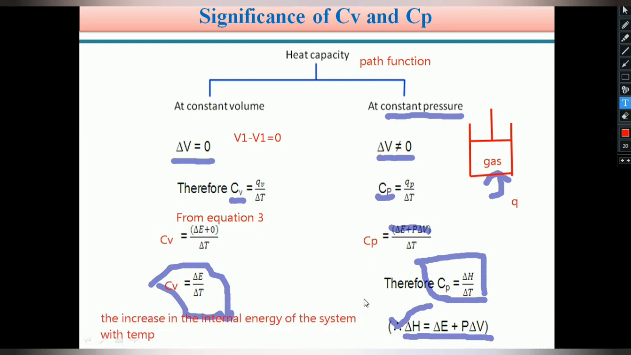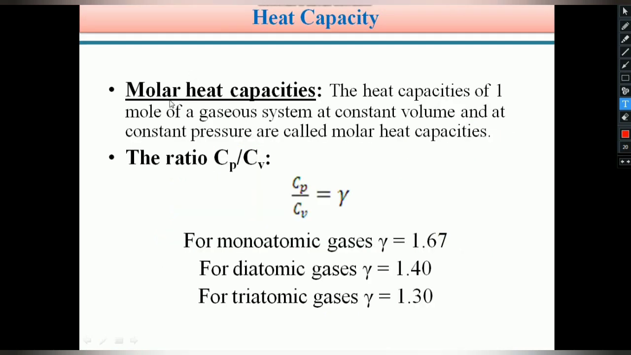So students, how can we define heat capacity at constant pressure? Here H is present in place of E. So we can define it like this: the increase in the enthalpy of the system with temperature is nothing but heat capacity at constant pressure. So dear students, here we can see another definition.